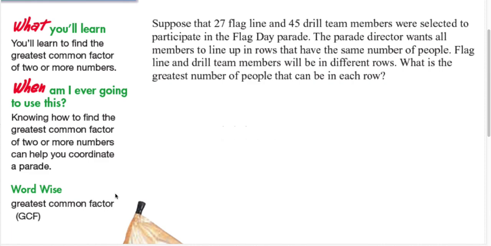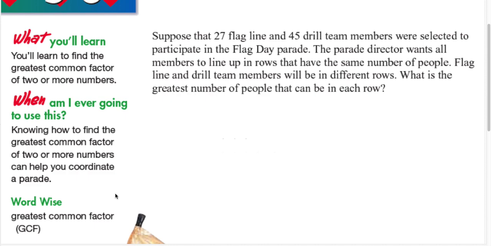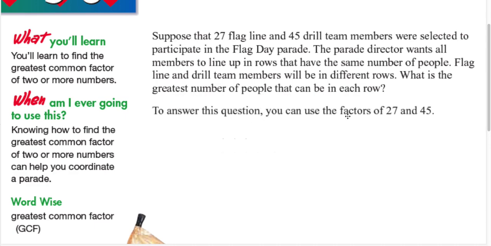factor, or GCF. Suppose that 27 flag line and 45 drill team members were selected to participate in the Flag Day Parade. The parade director wants all members to line up in rows that have the same number of people. Flag line and drill teams will be in different rows. What is the greatest number of people that can be in each row? Okay, so to answer this question, you can use the factors of 27 and 45.